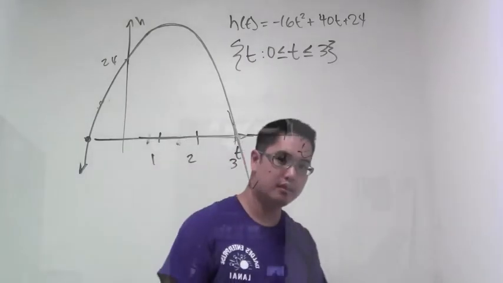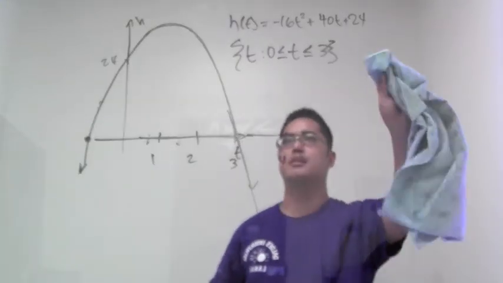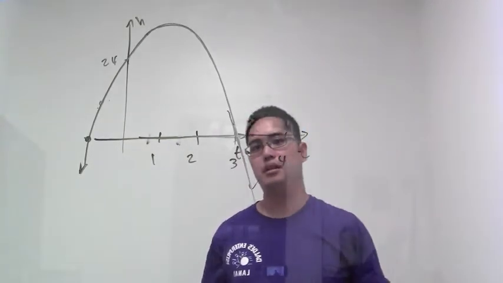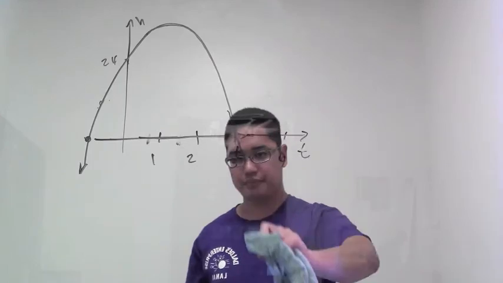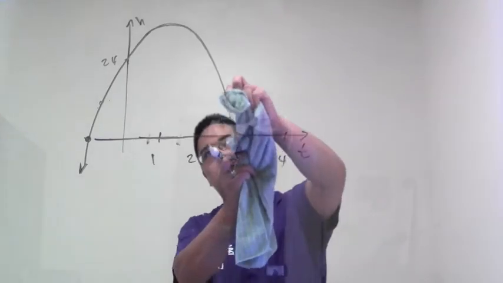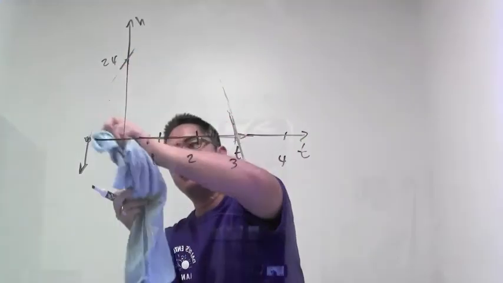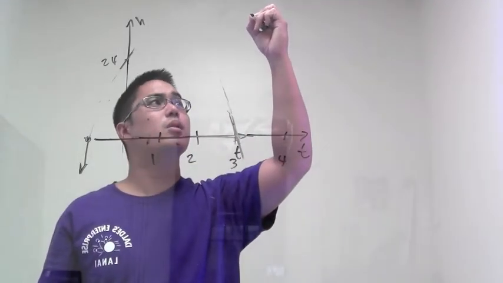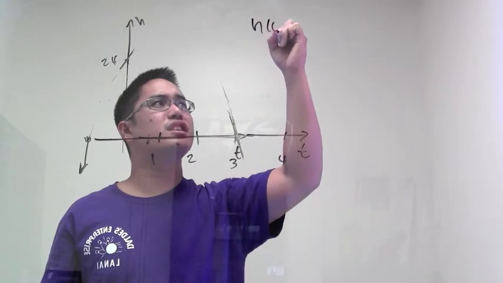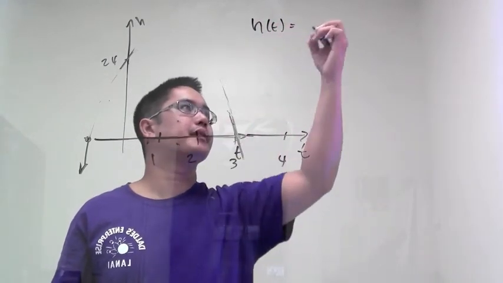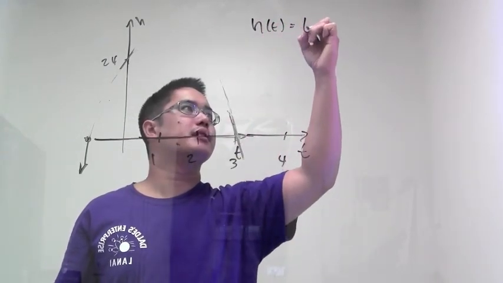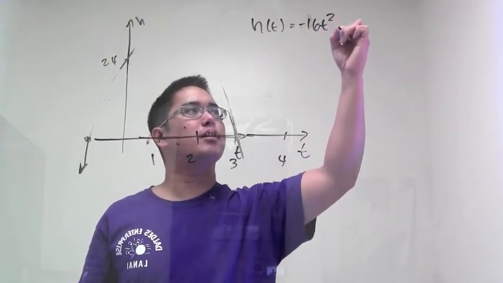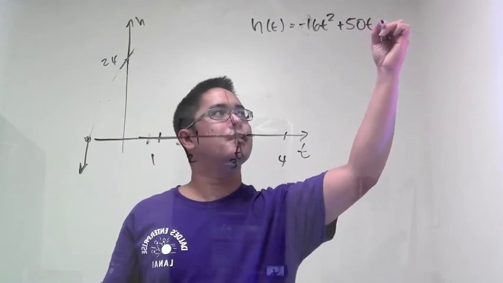All right, let's switch it up. Let's pretend that this dude threw the ball a little bit faster. Or a rock, or whatever. So if he threw the ball a little bit faster, let's go with h of t is equal to negative 16t squared plus 50t plus 24.